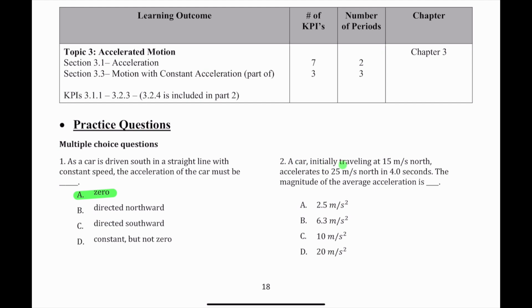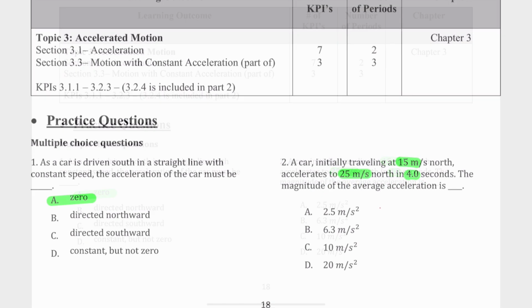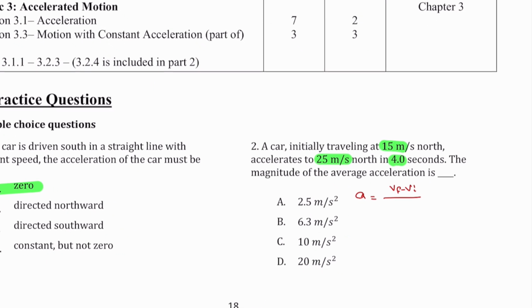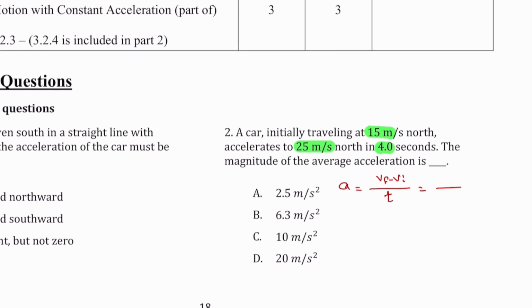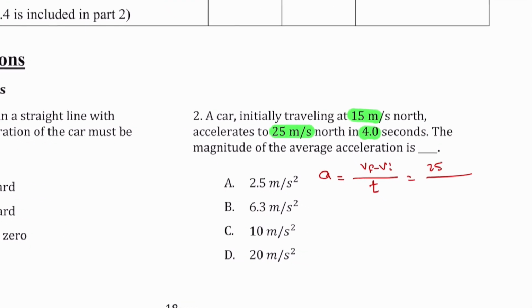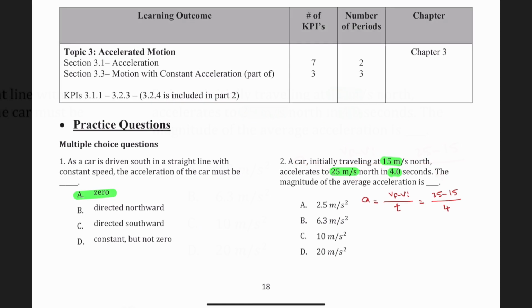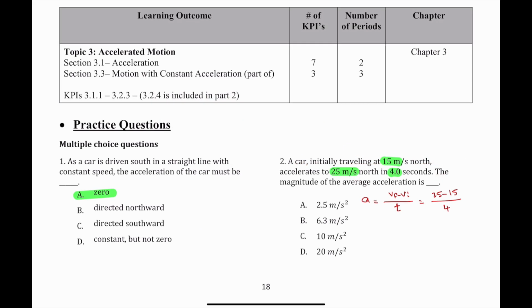2. A car initially traveling at 15 meters per second north accelerates to 25 meters per second north in 4 seconds. The magnitude of the average acceleration is: acceleration equals v final minus v initial over time. So that means 25 minus 15 over 4. So the answer will be 2.5 meters per second squared.